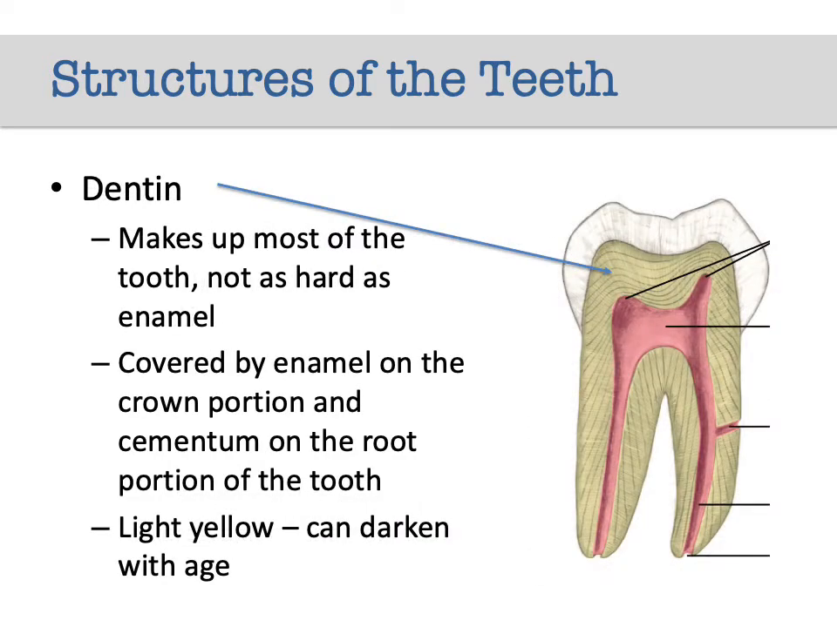In this photo, the dentin is a yellow substance. The dentin makes up most of the tooth and is not as hard as enamel. It is covered by enamel on the crown portion, and it's covered by cementum on the root portion. So there's no cementum between the enamel and the dentin. The cementum only surrounds the root surface. And the dentin is a light yellow in color, and it can darken with age.